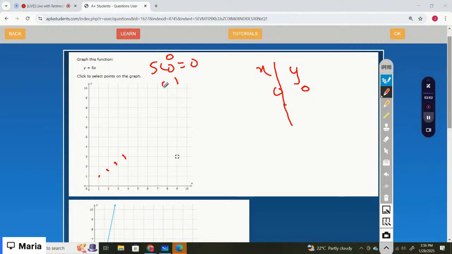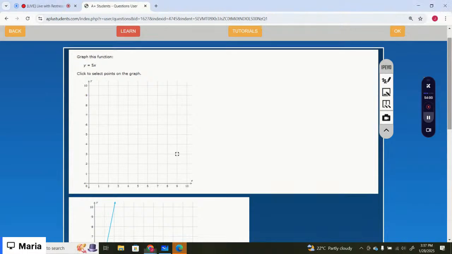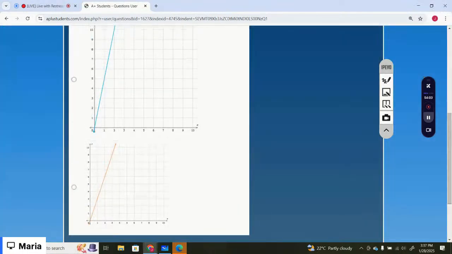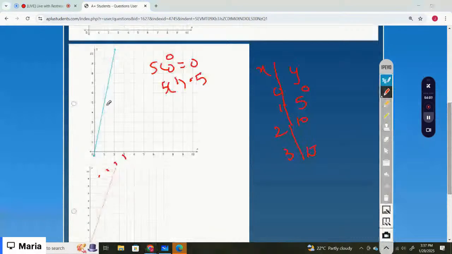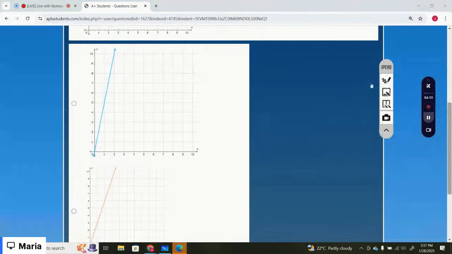When x is 1, 5 times 1, that is 5. When x is 2, y is 10. When x is 3, y is 15. You just have to match the graph with the values. Option number 1 is the correct option.